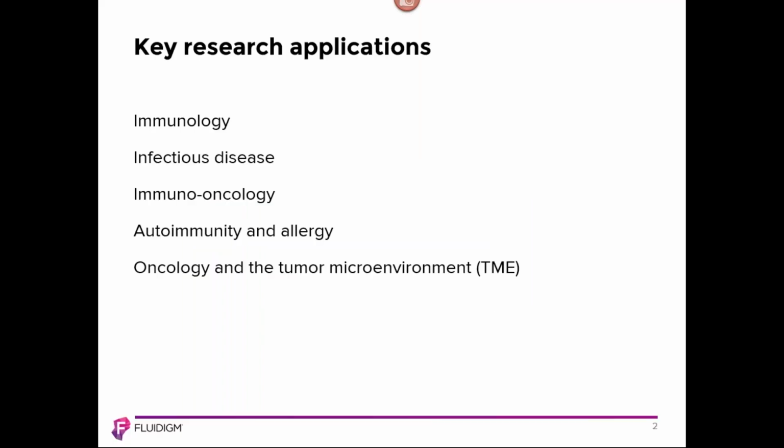Mass cytometry and imaging mass cytometry are used across a broad range of applications. Some of these research areas are immunology, infectious disease, immuno-oncology, autoimmunity and allergy, and oncology and the tumor microenvironment, or TME. In the next few slides, we will discuss publications where mass cytometry and imaging mass cytometry were utilized in some of these key application areas.